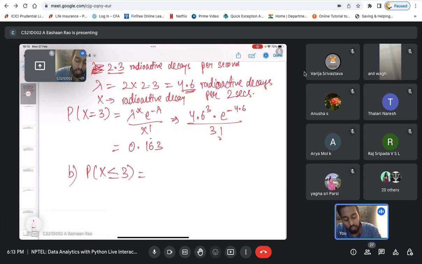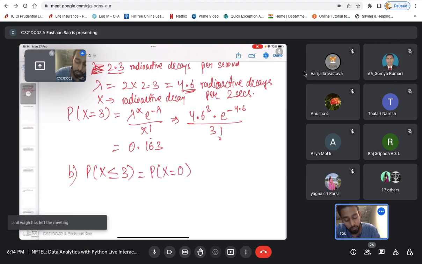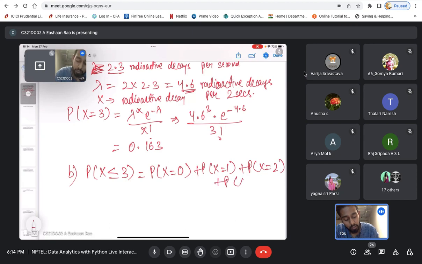And here I have to calculate P(x=0), P(x=1), P(x=2) and P(x=3). So this means no radioactive decay, 1 radioactive decay per 2 seconds, 2 radioactive decays per 2 seconds, and 3 radioactive decays per 2 seconds. Since it is no more than 3, we are calculating each and every scenario.